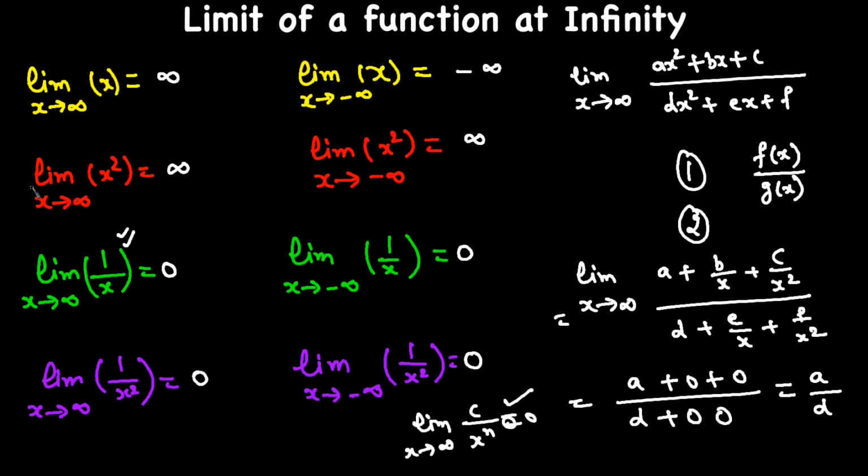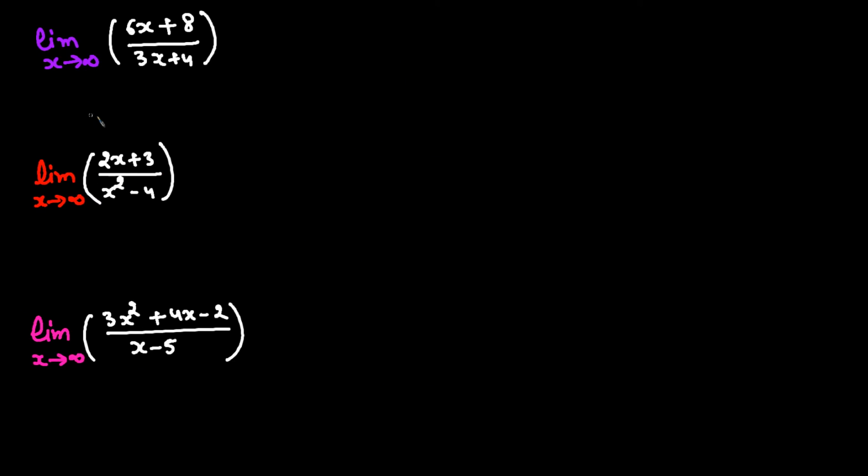Alright, let's do a couple more examples, then it will make more sense. Okay, so let's go over a few examples over here. We have the limit as x approaches infinity of (6x plus 8) over (3x plus 4). As we know, this is already in the format f of x over g of x, which is our first step, so it's already written as a rational function. The second step is to divide the numerator and denominator by the highest power, or highest degree, of x. In this case, it's just x.